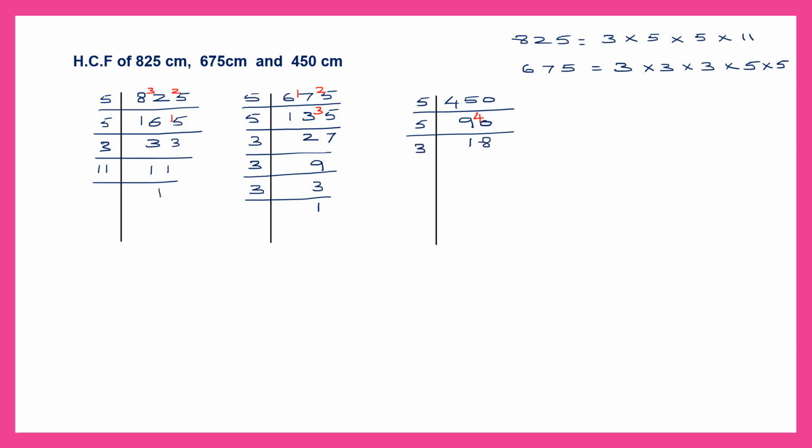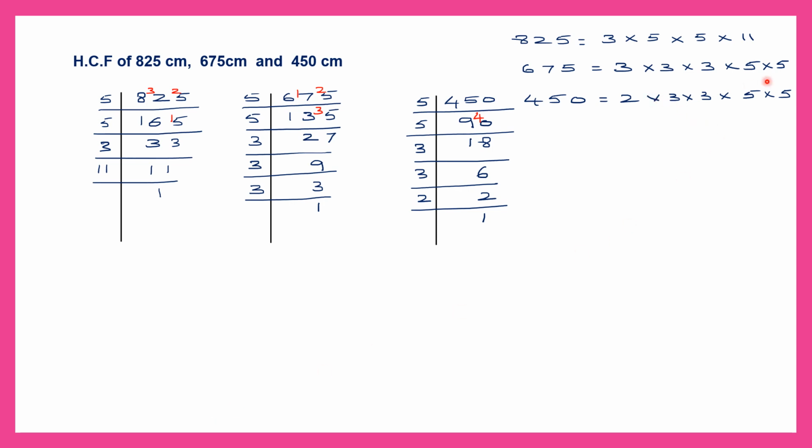Now let's take 3. 3 into what is 18? 3 sixes are 18. Again divide 6 by 3. 3 twos are 6. Now take 2. 2 ones are 2. So what are all the prime factors of 450? The prime factors are, first let's write 2, then there are 2 threes, 3 into 3, and then there are 2 fives, 5 into 5. So now we have all the prime factors.